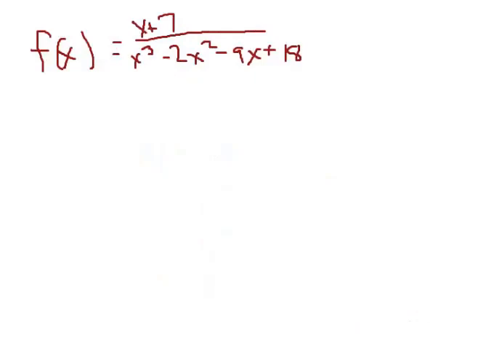This is a situation where you have f of x equals x plus 7 over x cubed minus 2x squared minus 9x plus 18. Obviously they ask you what's the domain of f of x? Now, the problem with this one is you got to set the entire bottom equal to 0, just like we did before. So the easy part is saying, okay, fine, x to the third minus 2x squared minus 9x plus 18 equals 0.